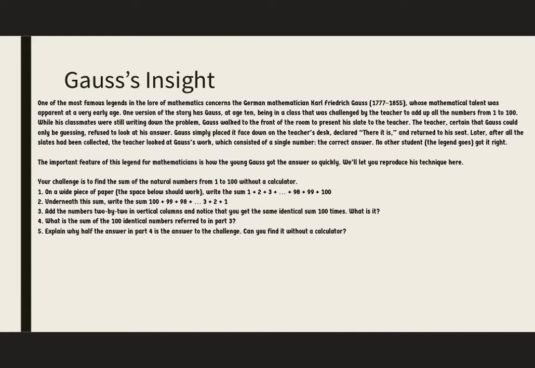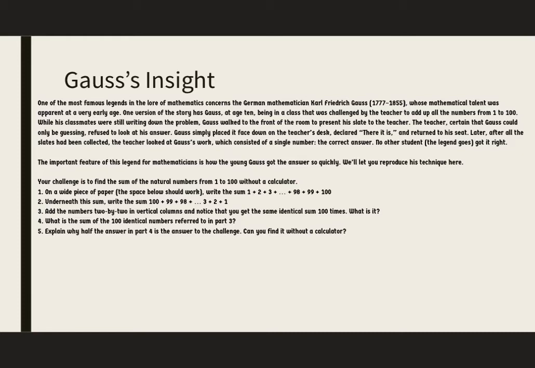One of the famous legends in the lore of mathematics concerns the German mathematician Carl Friedrich Gauss. His mathematical talent was apparent at a very early age. One version of the story has Gauss at age 10 being in a class that was challenged by the teacher to add up all the numbers from 1 to 100.